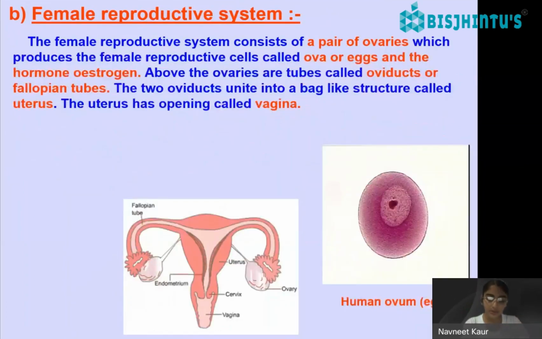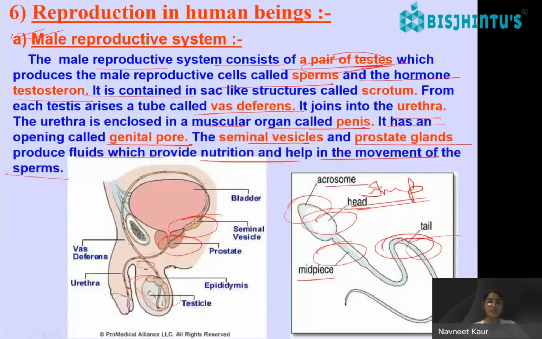Okay. So this was all about the male reproductive system. If you want, you can make a short note about the parts of the sperm. Like the first one we have is the acrosome. What is the function of the acrosome? Its function is to protect the sperm from any injury. Acrosome is a hard covering on the head of the sperm. So second we have the head, and then we have the middle piece, also called the mid piece, and then at last we have the tail.